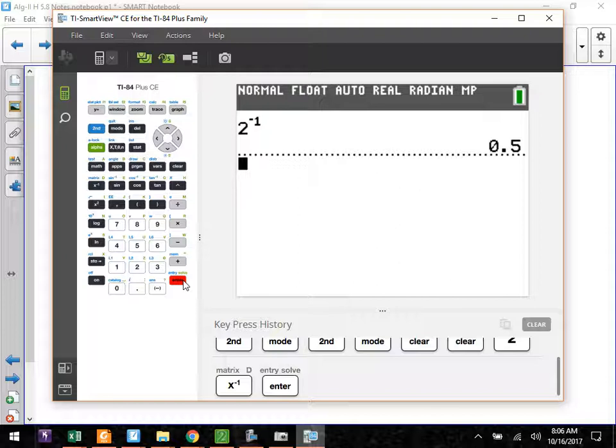Now, we know that 2 to the negative 1 would be a half. It just so happens to put it that way, but that's what it does. It takes the inverse of that.